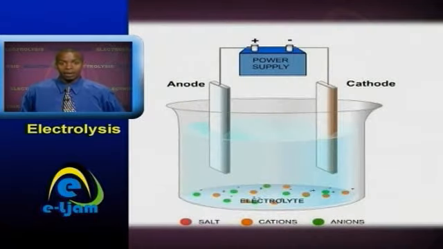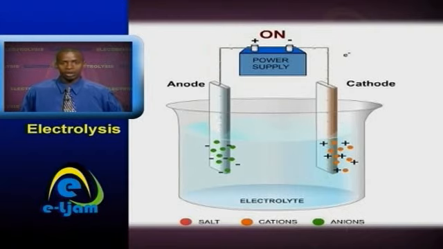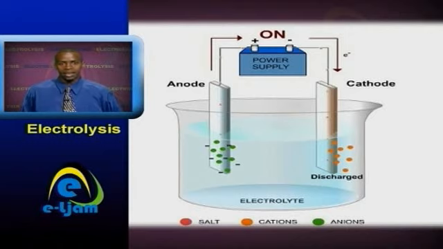When the battery or power pack is switched on, electrons flow from the battery to the cathode. The positive ions in the electrolyte, the cations, move to the negative electrode or the cathode, where they undergo reduction. They gain electrons and become the pure form of an element. When this happens, the cation is said to be discharged.